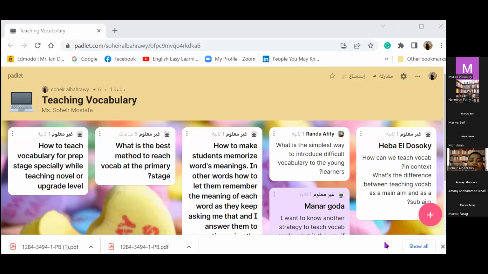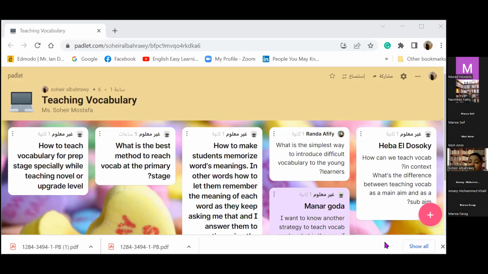Okay, we have here some questions. How to teach vocabulary for prep stage, especially while teaching a novel or upgrade levels? We have to talk about one technique or method to teach vocab for any stage, from kindergarten to adults. What is the best method to teach vocab?